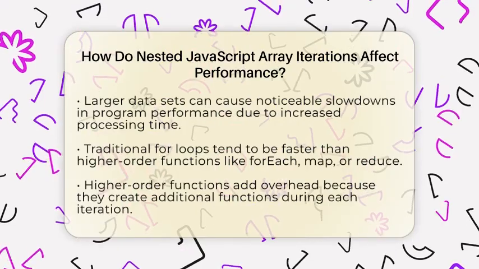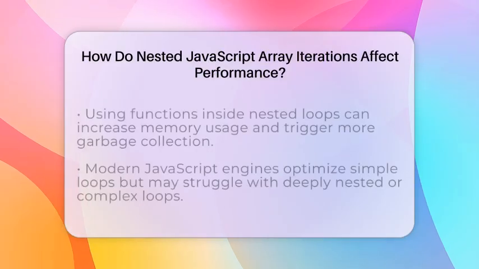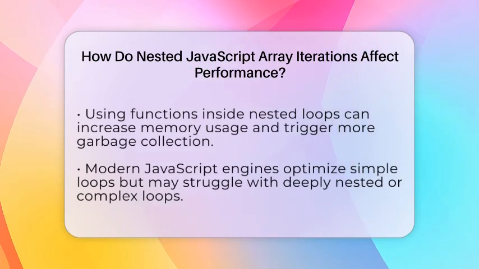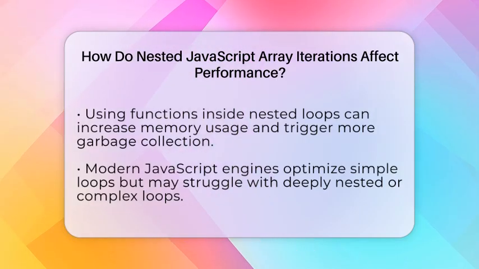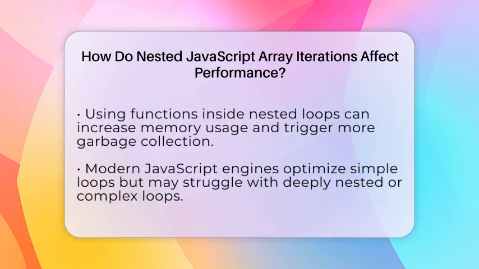Using functions inside nested loops can also increase memory use. Creating many temporary functions or objects can trigger more garbage collection, which slows things down. Modern JavaScript engines are good at optimizing simple for loops, but complex nested loops with lots of function calls can still cause slowdowns. If your data is very large or deeply nested, performance issues become more noticeable.